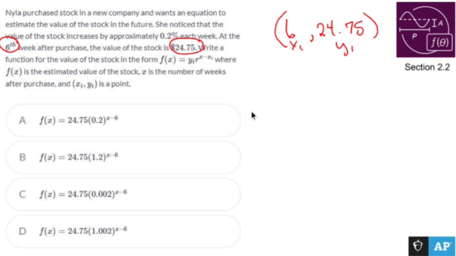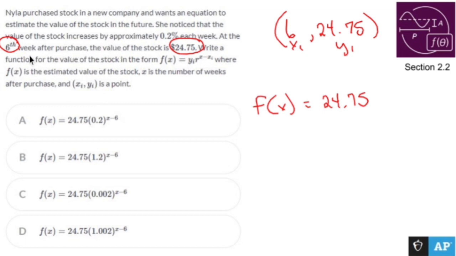So let's set up what we have so far. F of x equals y sub 1, which is 24.75. R is going to be, does it tell me what R is? No, but it's going to be my common ratio.